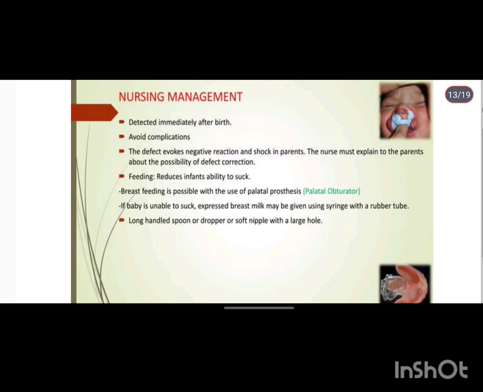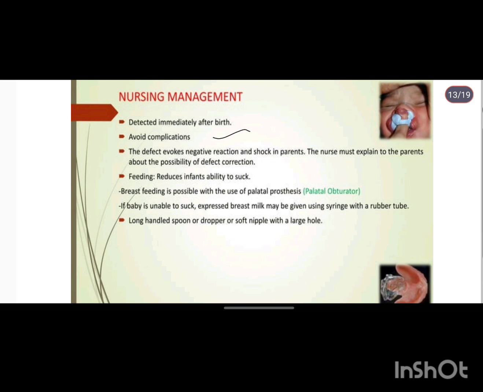Nursing management usually involves immediately detecting the defect right after birth, and also we should avoid complications like those from feeding. Sometimes the chances of aspiration are more for them, and also we should always reassure the parents, because they will often be in shock and have a negative reaction on seeing the appearance of the child. Also, because of the inability of the child to suck, specialized devices are available to feed these babies.